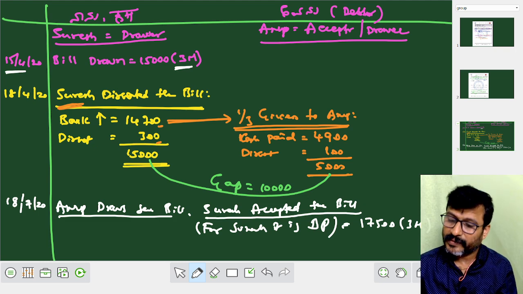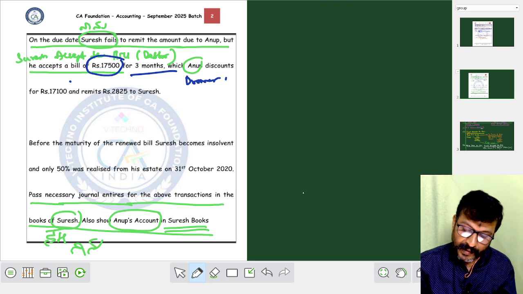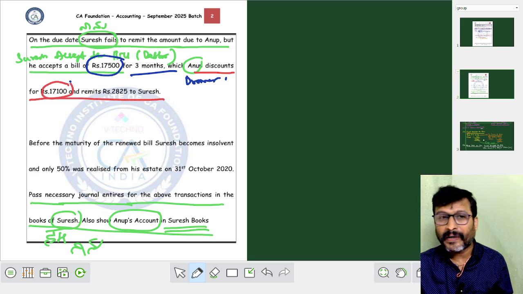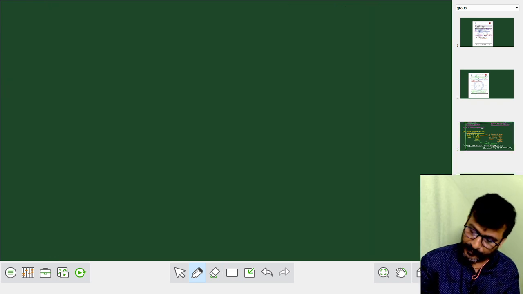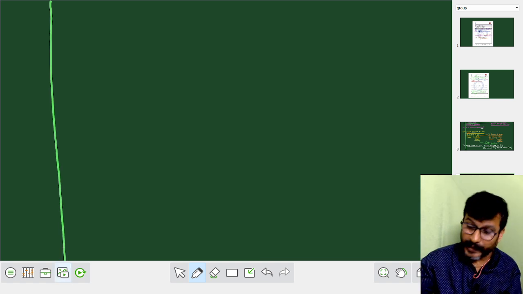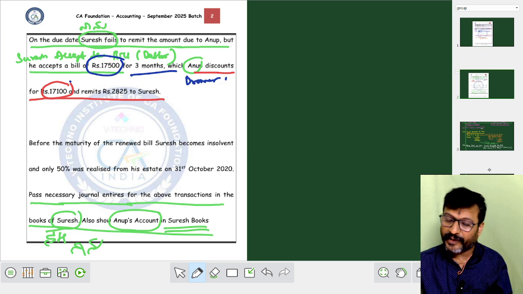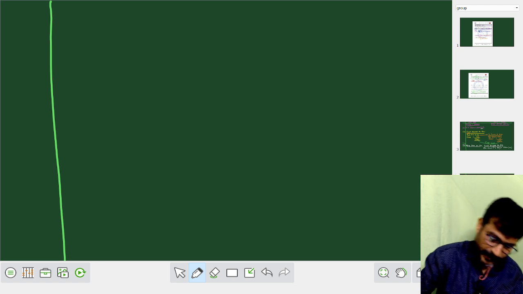Did you understand? See what happened later. Anup discounted for 17,100. Oh, now what did Anup do? Discounted. Let me move on to the next page. Who discounted the bill? Anup. When Anup discounted, the date is not given, so we have to write the same date, that is 18th July 2020.